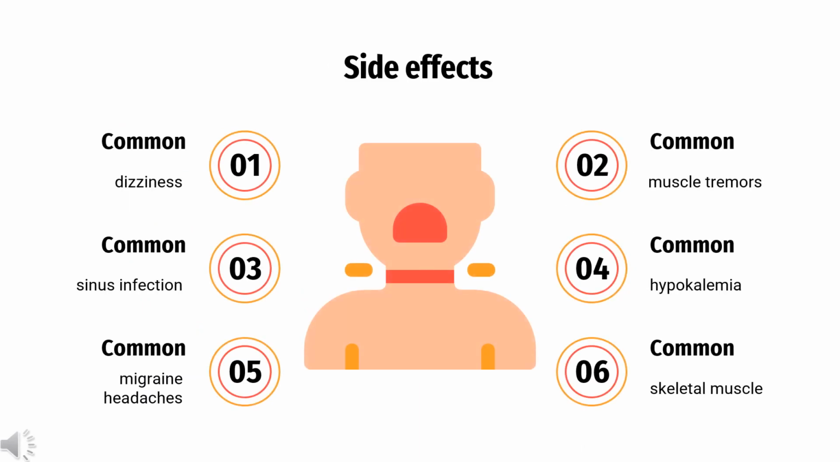Side effects. Due to its vasodilation properties, the common side effects of salmeterol are dizziness, sinus infection, and migraine headaches. Other side effects: muscle tremors, hypokalemia due to direct effect on beta-2 receptors on skeletal muscle.